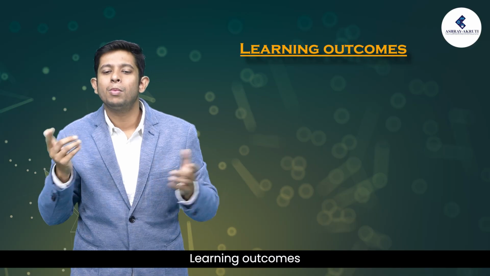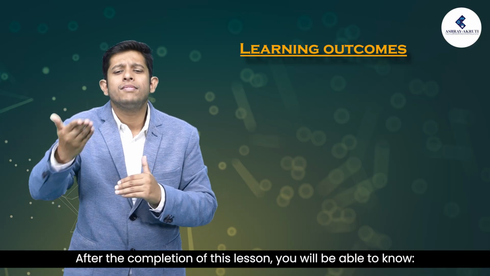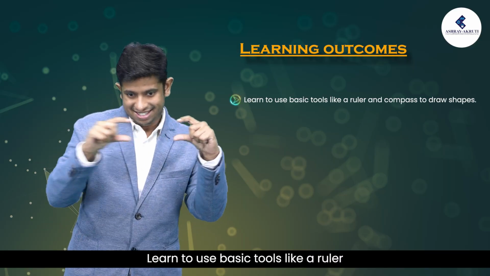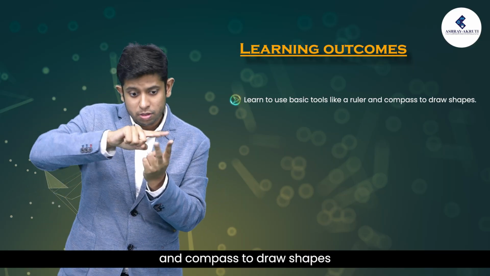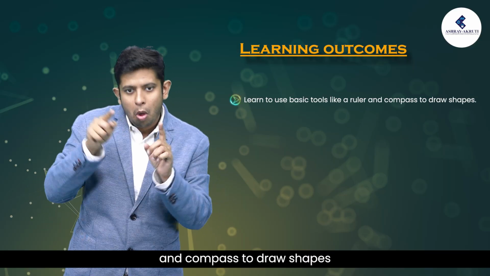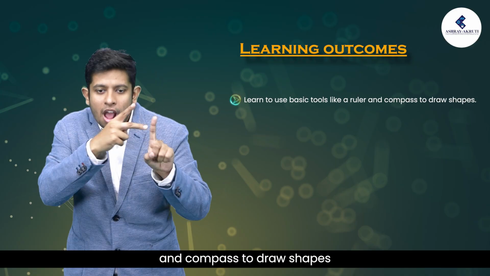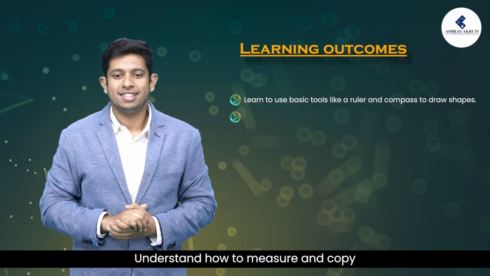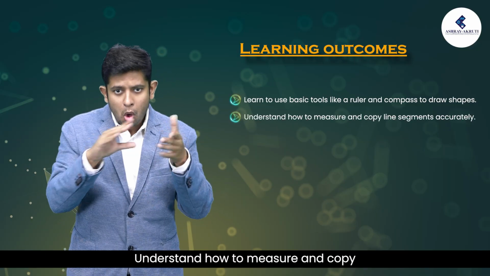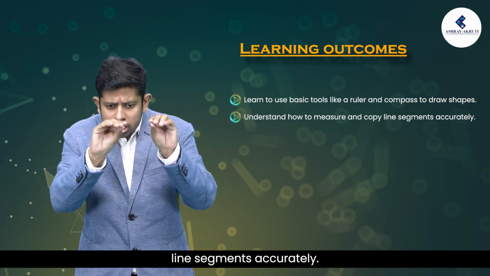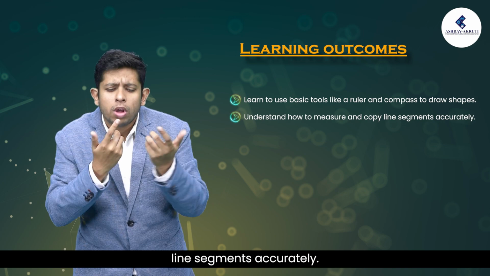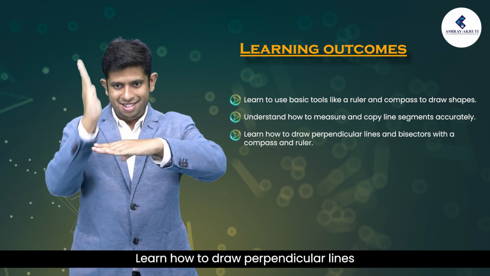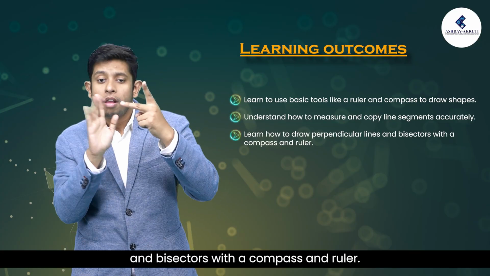Learning outcomes. After the completion of this lesson, you will be able to: learn to use basic tools like a ruler and compass to draw shapes; understand how to measure and copy line segments accurately; and learn how to draw perpendicular lines and bisectors with a compass and ruler.